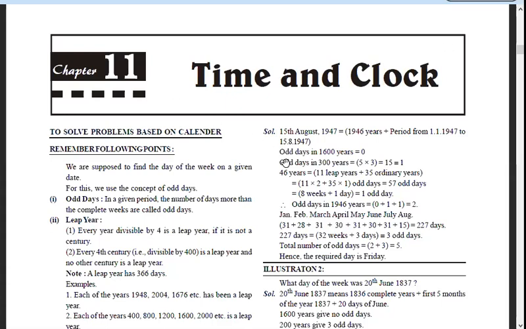Okay, sorry. So yeah, in time and work, right? In time and clock, we have two types of questions. First related to time, or okay, it is time and clock, not calendar. Sorry, my bad. So in time and clock, it is very easy, right?